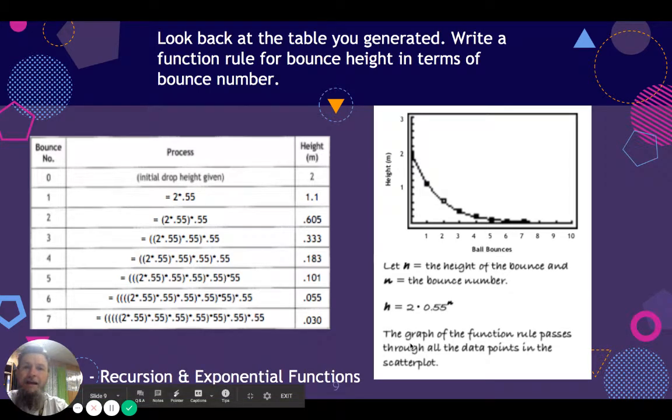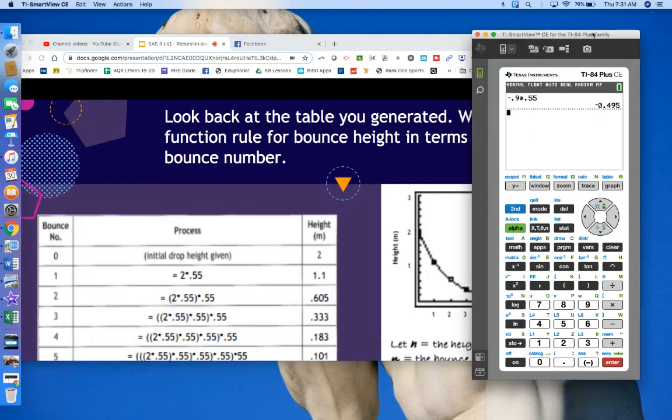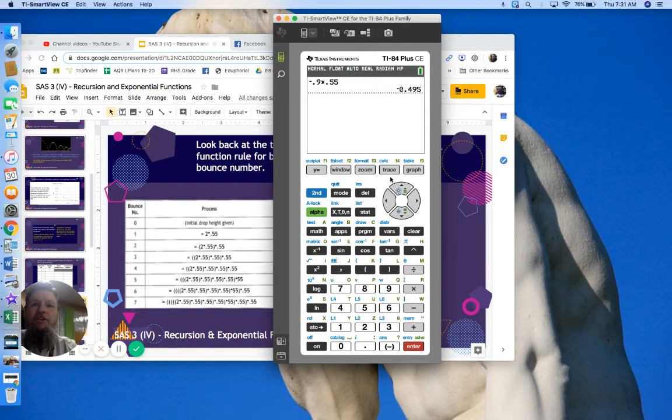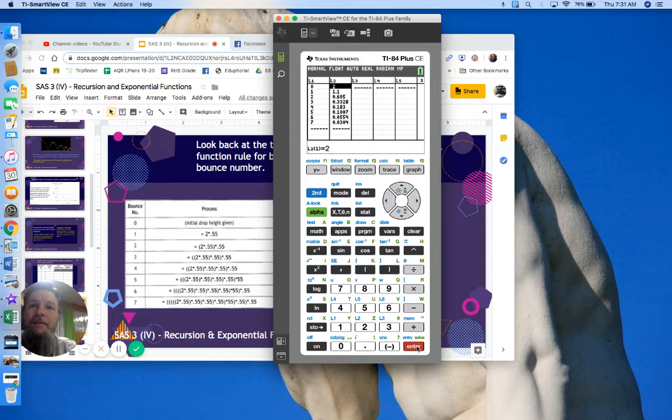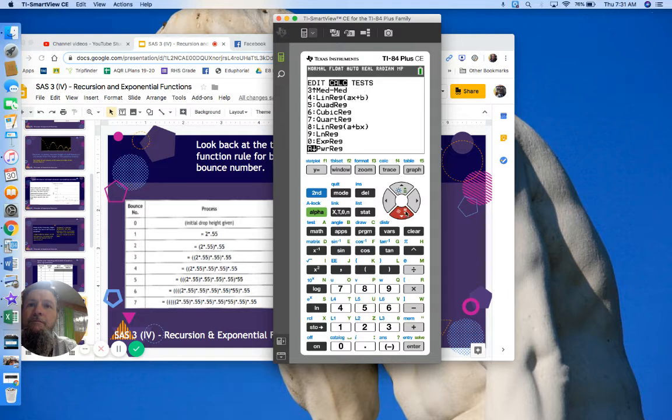Let's look at that on our calculator. So we can actually use regression: stat, enter. We have this information in here. Let's use regression: stat, calculate, go down to exponential regression. There it is, right there. Let's hit enter. I want to calculate this information.